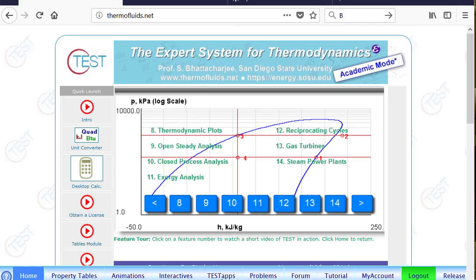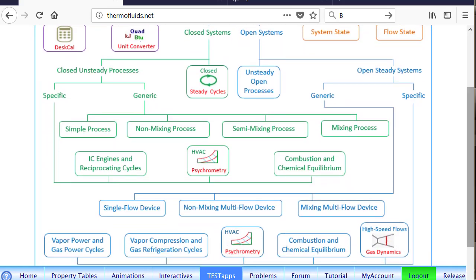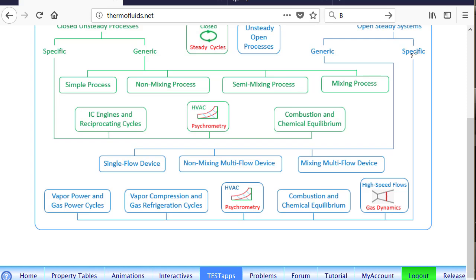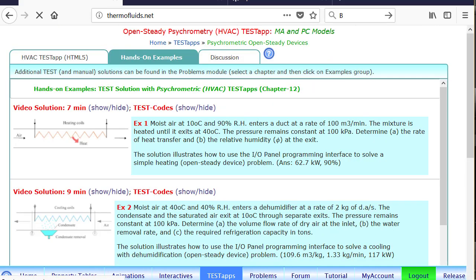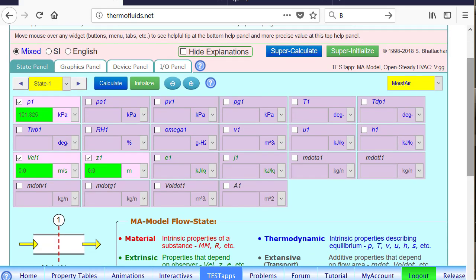Okay, so let's go launch a suitable test step. Obviously, it's an open steady problem. We follow the specific branch and go to HVAC psychrometry and launch the app. Moist air is already the default fluid and the pressure is initialized to 101 kPa, which is very close to 100 kPa. We could go and split hairs here, but it will not change the answer much.